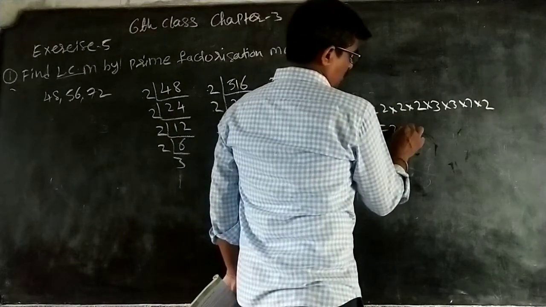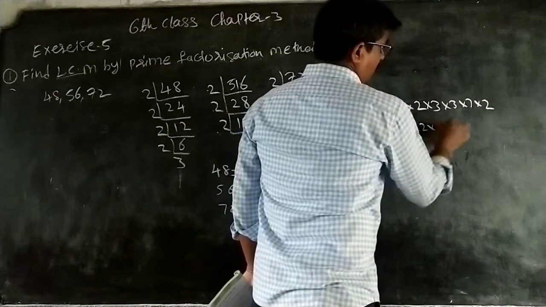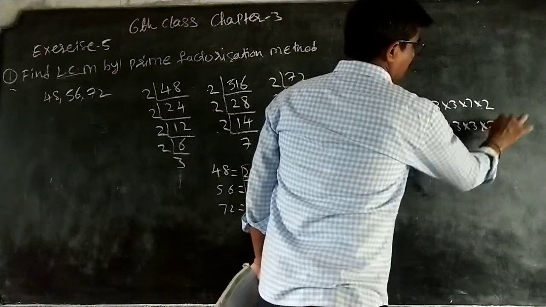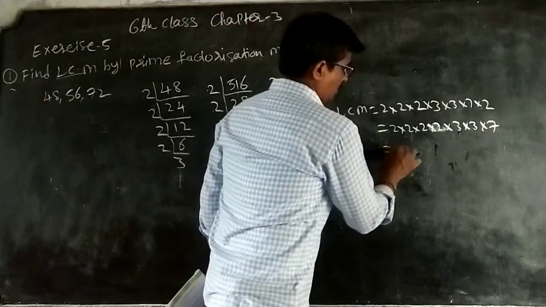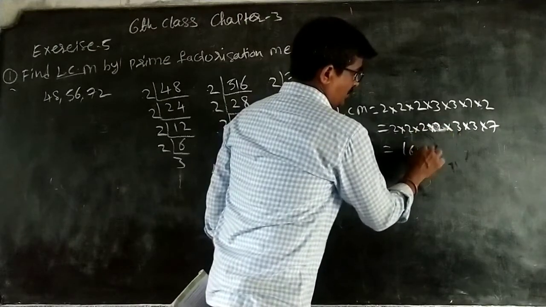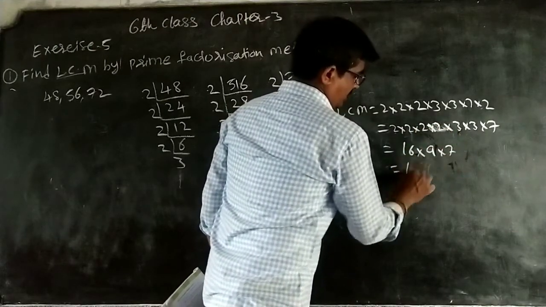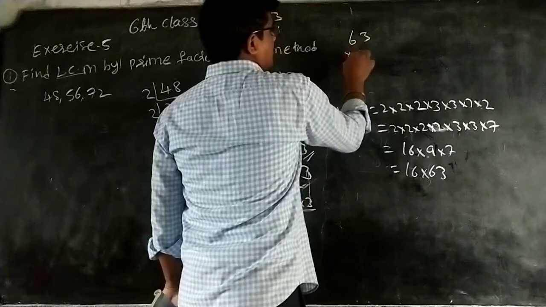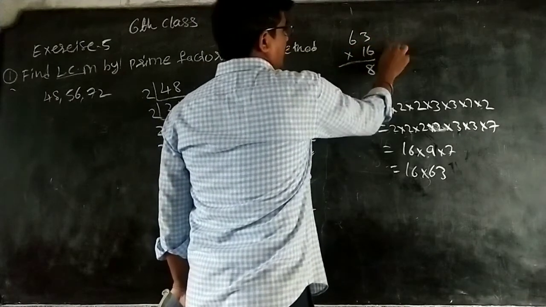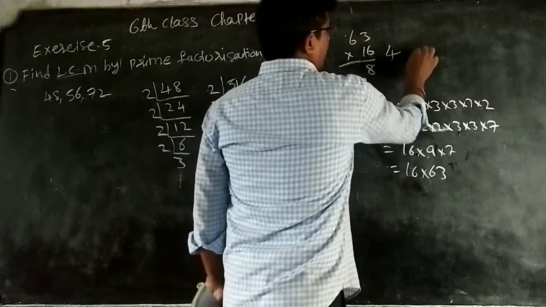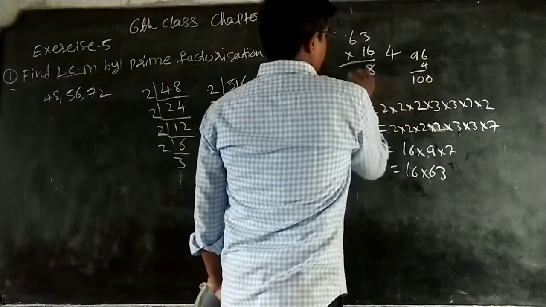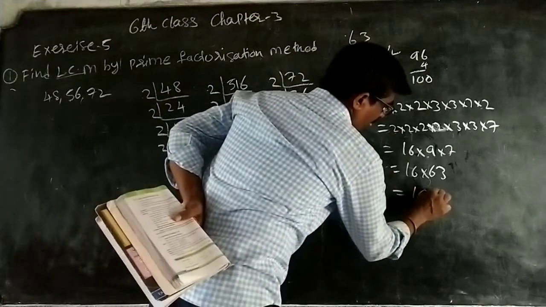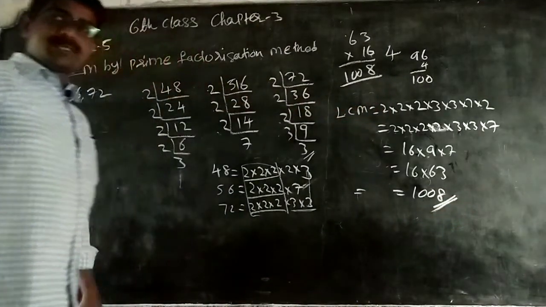LCM is equal to 2 into 2 into 2, and again I write one more 2. Next, 3 into 3 into 7. Simple thing. So 2 twos are 4, 4 twos are 8, 16 into 9 into 7. 9 times 7 is 63. Now 63 into 16: 16 times 3 is 48, 16 times 6 is 96, and adding gives 1008. So the LCM is 1008. Okay.